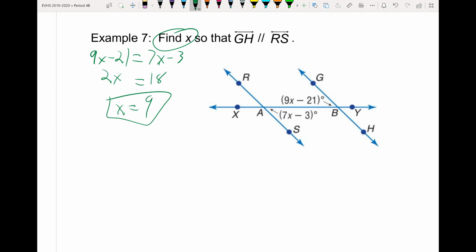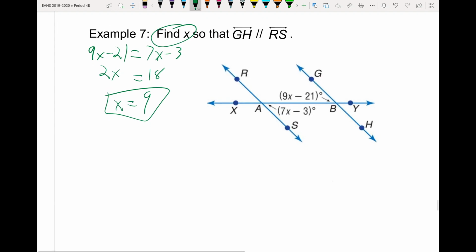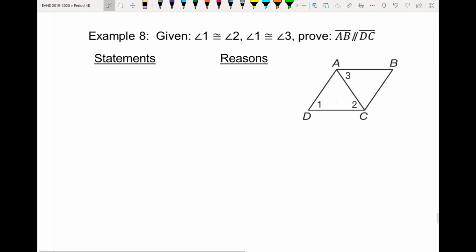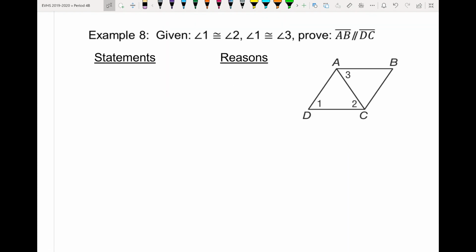I know. How dare I ask you to just find x? This is geometry, not algebra. Just find x. Okay. Now, all of your favorite things: proofs. They incorporate if-then statements. Okay.